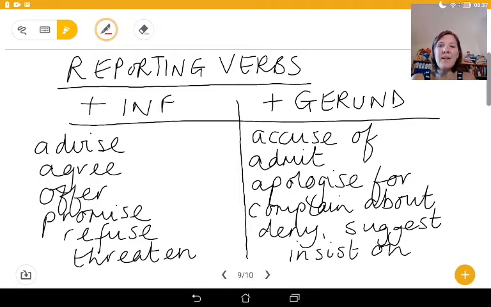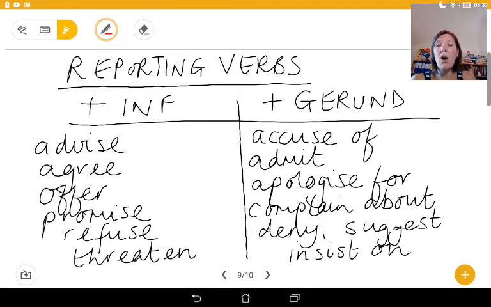So advise, first of all. If you have the direct speech, "You should stop smoking," then when it's indirect you could say, "She advised me to stop smoking." Agree is another verb. You agreed to do something.